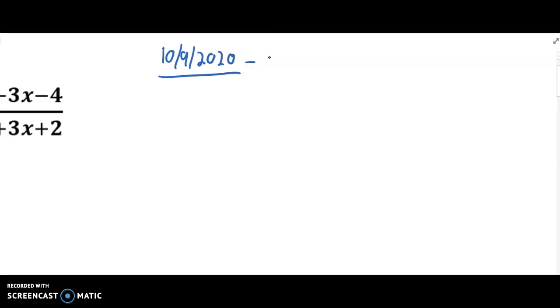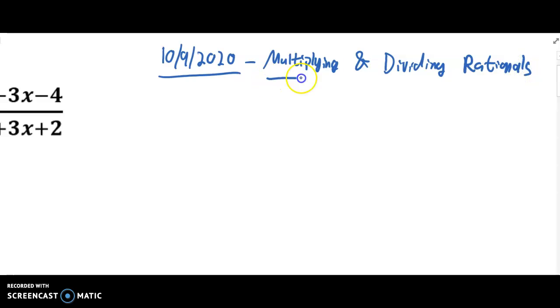Our topic for today is multiplying and dividing rationals, where a rational, again, is just a function that is a fraction.